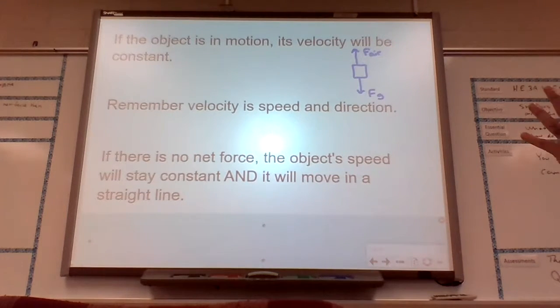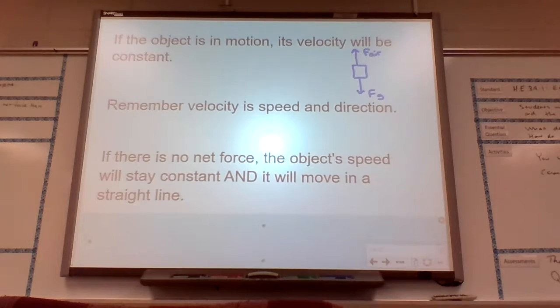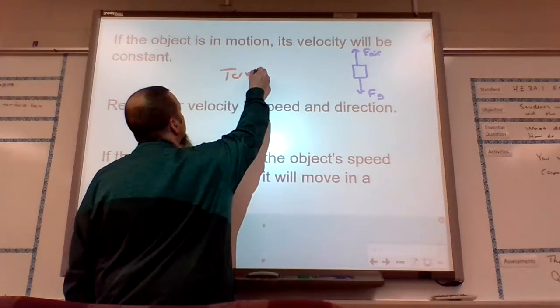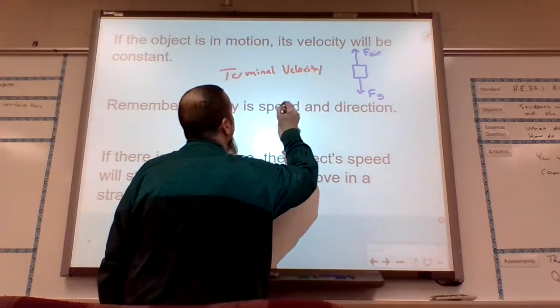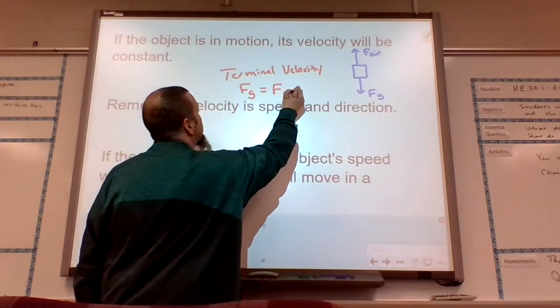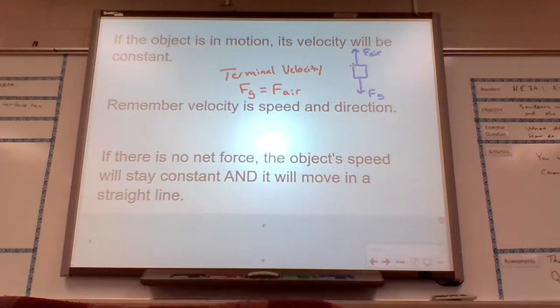And if those are the only two forces at play, when the object finally reaches something called terminal velocity, that's its fastest free fall speed, the force of gravity and the force of air resistance would be equal. It's called terminal velocity, and it happens when the force of gravity is equal to the force of air resistance. Those forces would be equal in size, opposite in direction, and they would cancel out. So it would be as if there were no forces acting on the object.